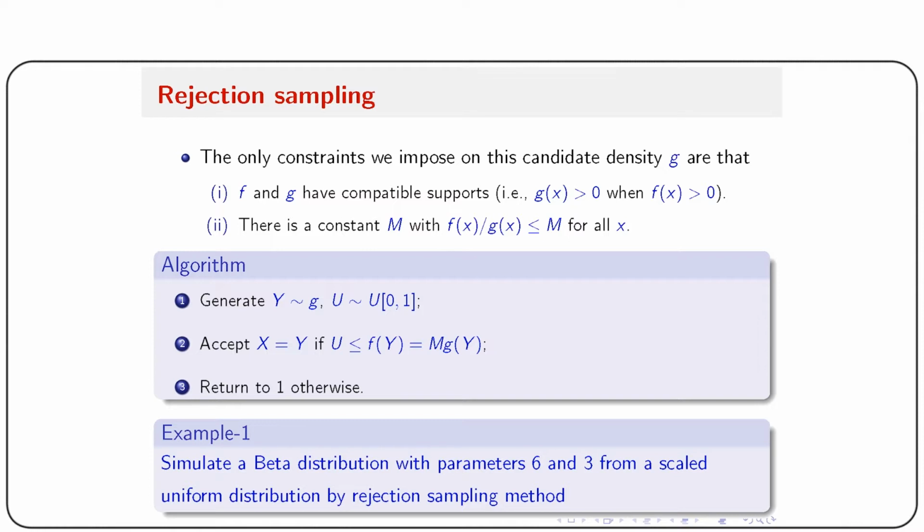So these are the two conditions that we need to impose, and the algorithm is: generate y from g and u from uniform(0,1), then accept y if u is less than or equal to f(y)/(M g(y)), return to step 1 otherwise. This is the algorithm, and now we are going to implement it in R with some suitable examples. For example 1, I'm going to generate a beta distribution with parameters 6 and 3 from a uniform distribution by the rejection sampling method. Let's see how it needs to be implemented in R.